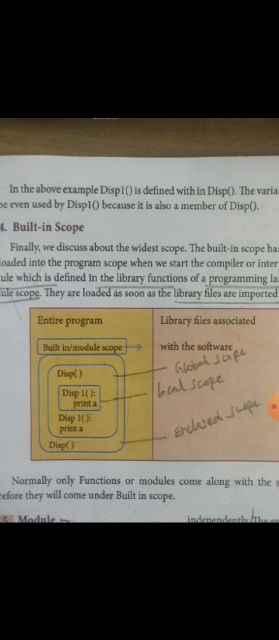So far what we have seen is types of scopes, rules of the scope, variable scope.